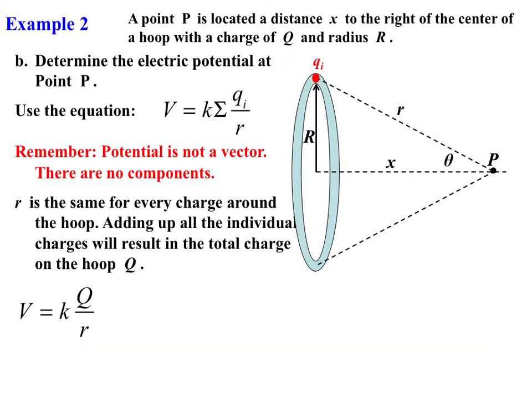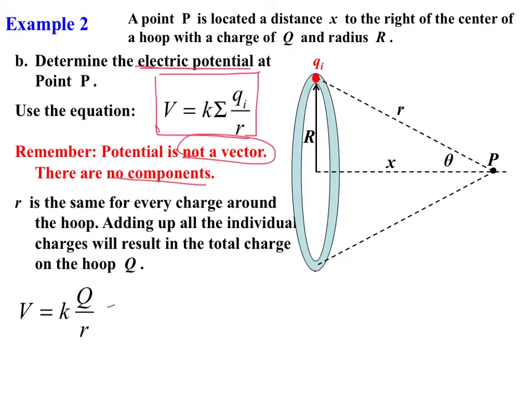Again, looking at the same problem, we have a point P located at distance x to the right of the center of a hoop with a charge q and a radius R. Now we're asked to determine the electric potential at point P. Again, we are going to be using V equals k times the sum of the q's over r. But also remember that potential is not a vector. It is a scalar, meaning there are no components. So in this case, r is the same for every charge around the hoop. So if you add up all the individual charges, you will result in the total charge on the hoop. Again, V equals kq over r is our potential.